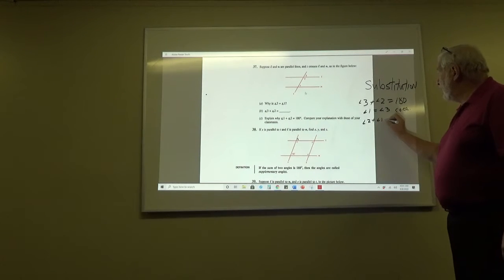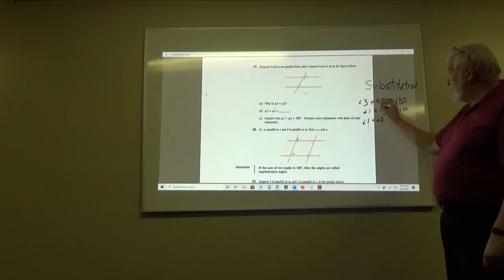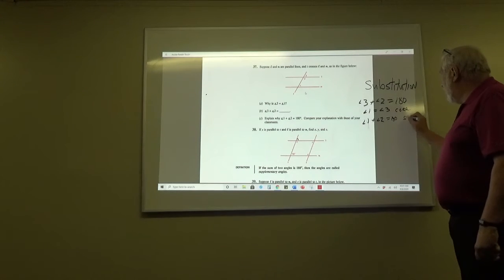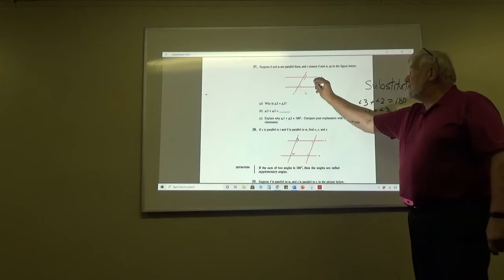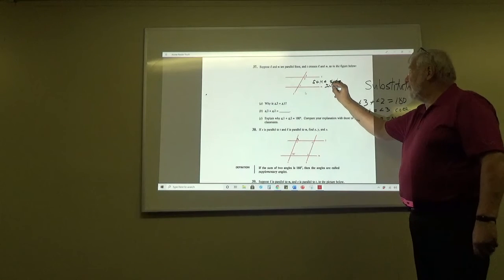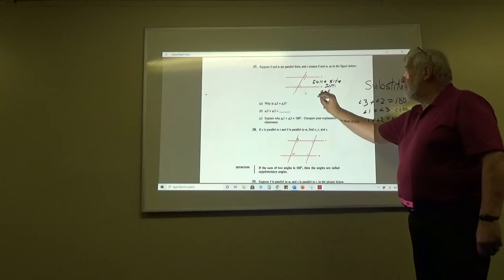Angle 1, did I do that right? Yes, well, I should do it this way. Angle 1 plus angle 2, because I substituted here, equals 180 by substitution, and therefore the same side interior or exterior angles are supplementary.